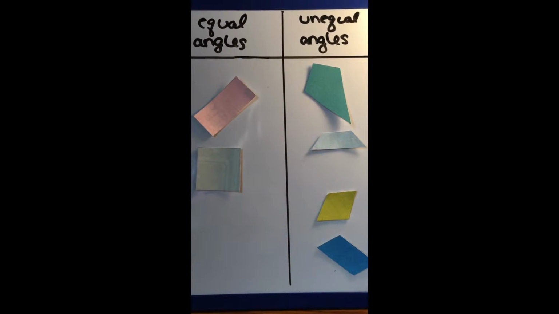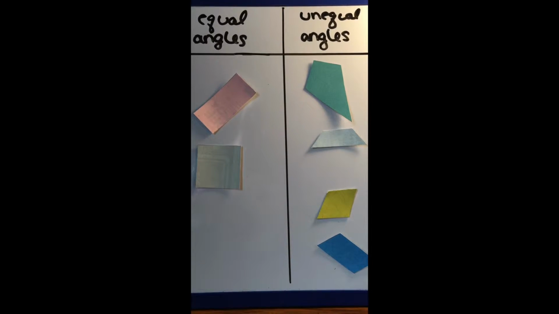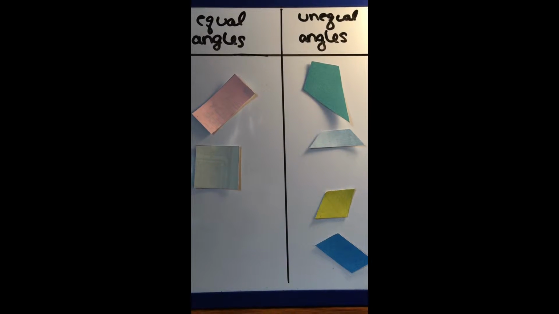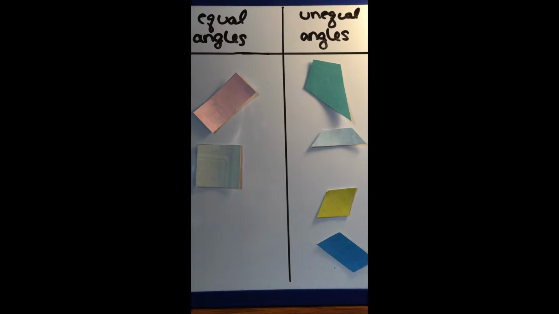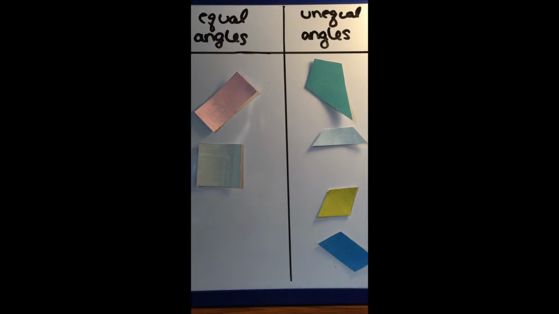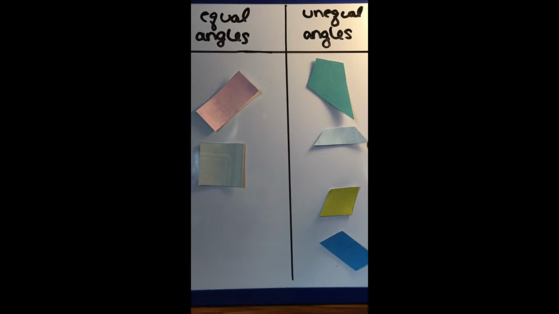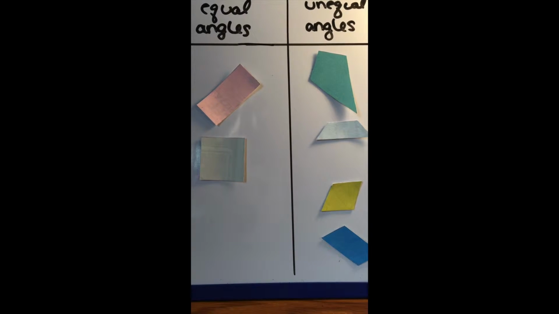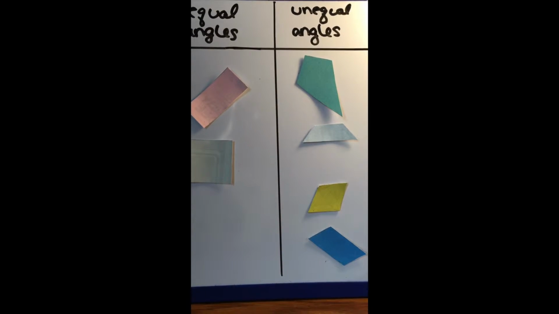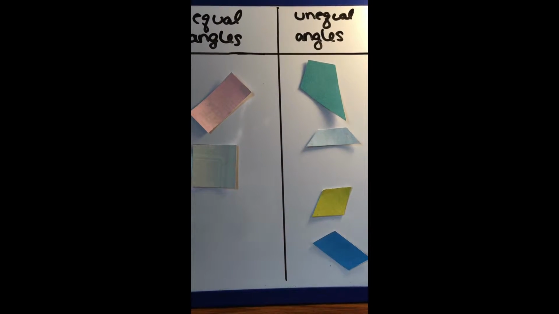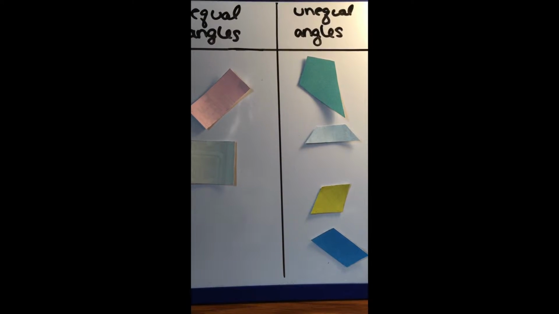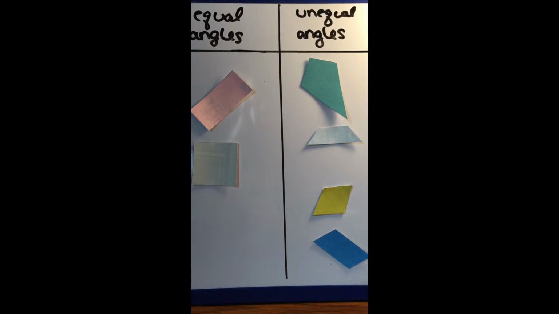Now, if we move to the right and look at the unequal angles column, we can notice that we have a lot more in this column than in the equal angles column. If we look at the kite, the trapezoid, the rhombus, and the parallelogram, we can begin to notice that while we think they're very dissimilar, they have a lot more similarities when we classify them by unequal angles and equal angles and by sides.